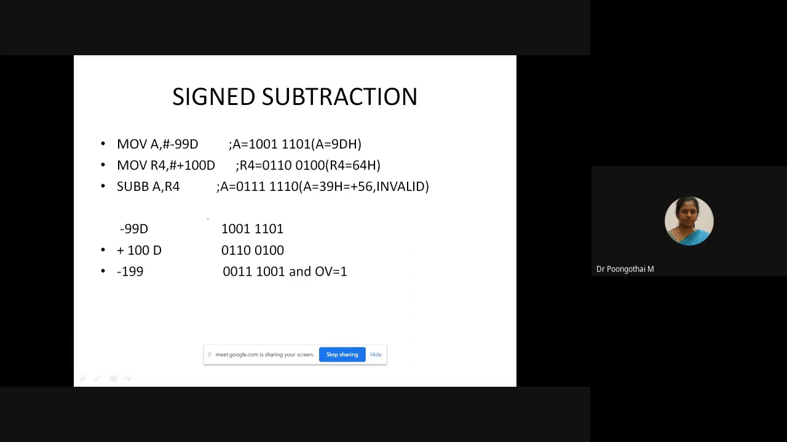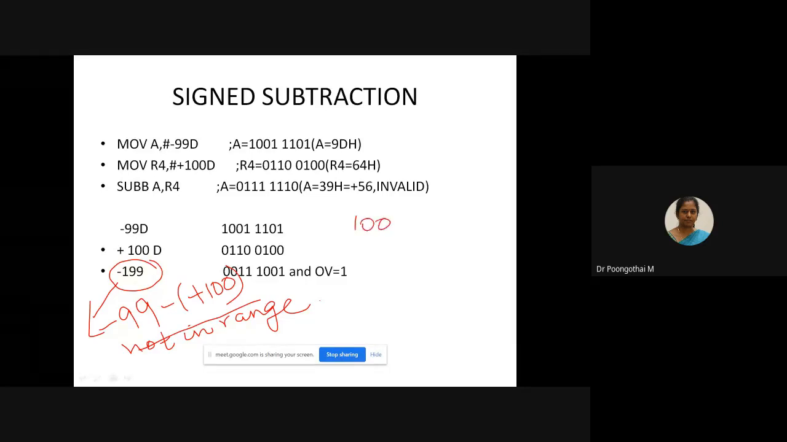So I'm subtracting plus 100 from minus 99. After subtraction, the answer is minus 199. It is not within the range. So 9D is 1001 1101.